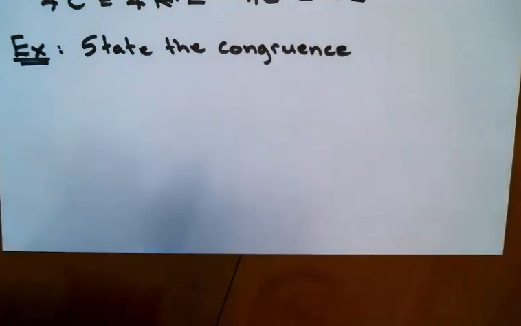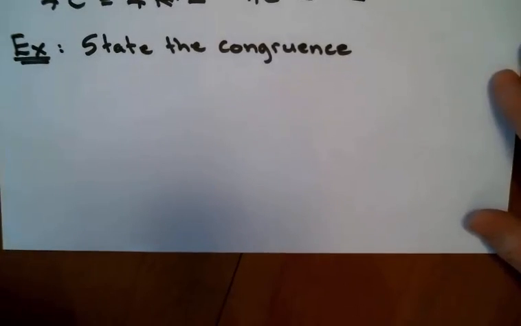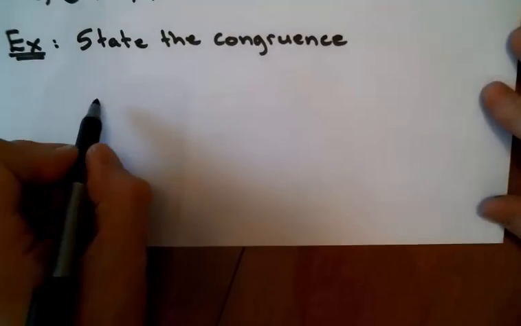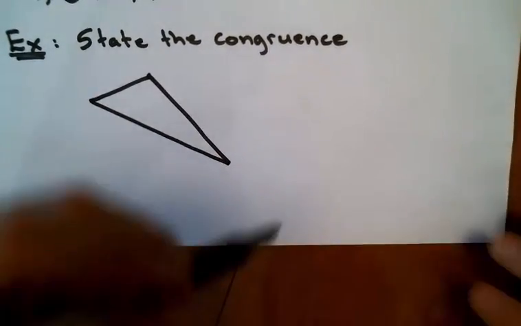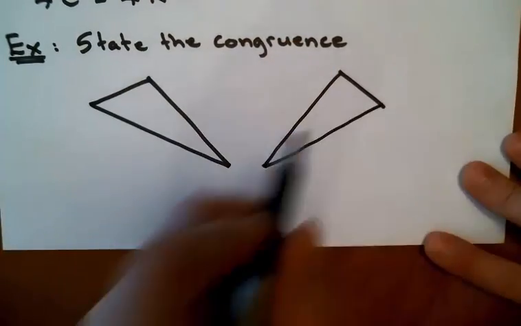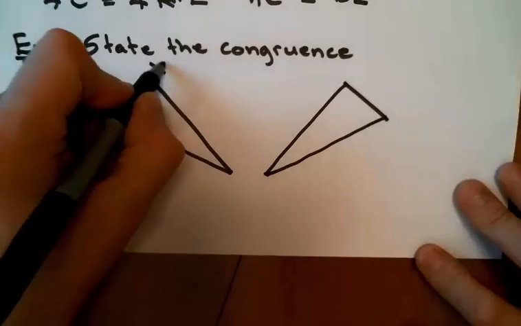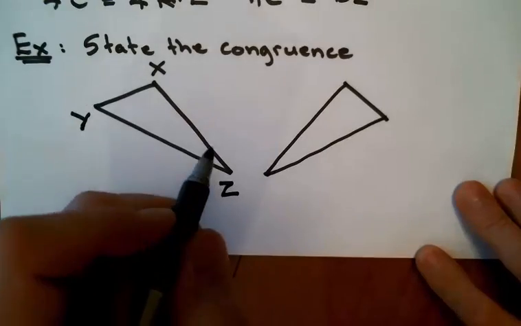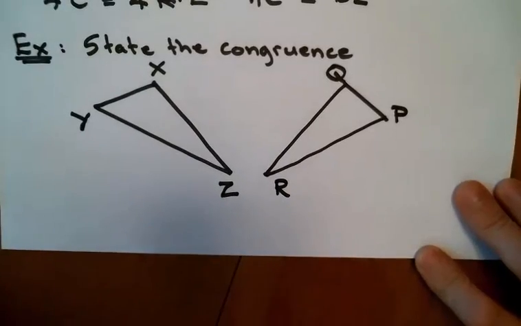Let's do an example. So we would say something like, state the congruence. If you're given these two triangles here, so we'll just sort of draw a sketch. We're not going to draw this measured out. So here's the two triangles. Something like that. And you can kind of tell they have some symmetry. So let's get labeling them. I'll go X, Y, and Z on that one. And then I'll go Q, P, R. Okay, so we've labeled what we call vertices.